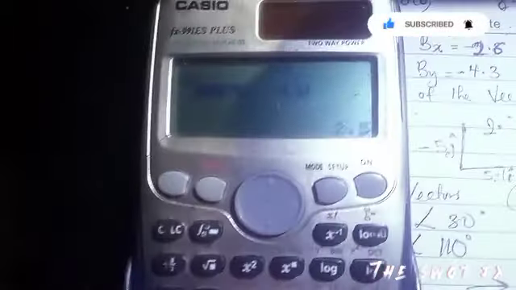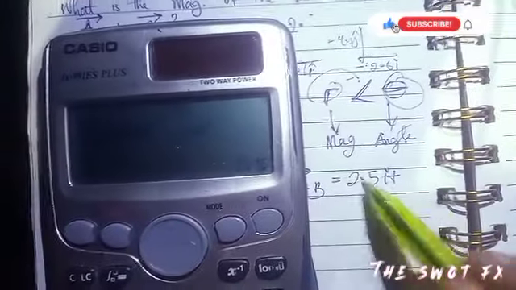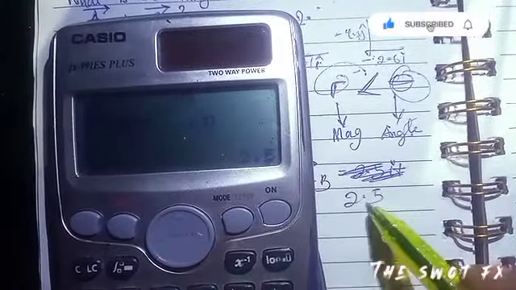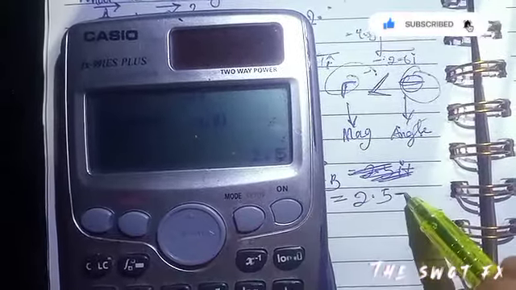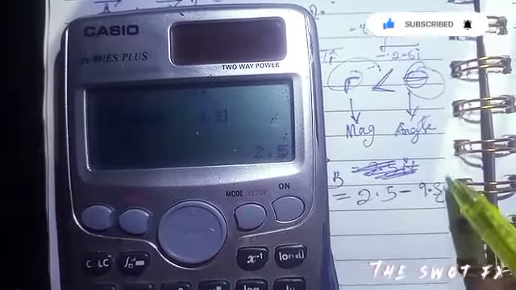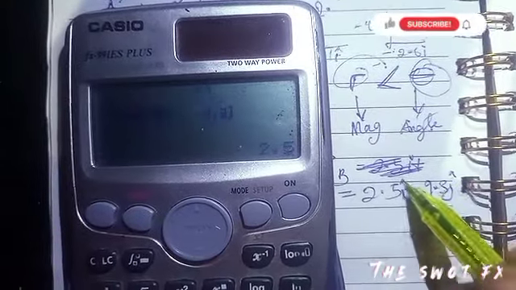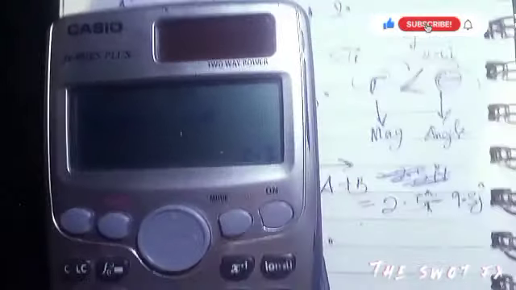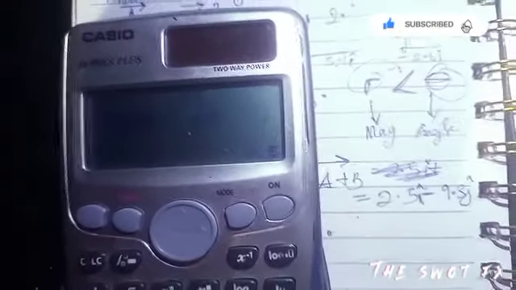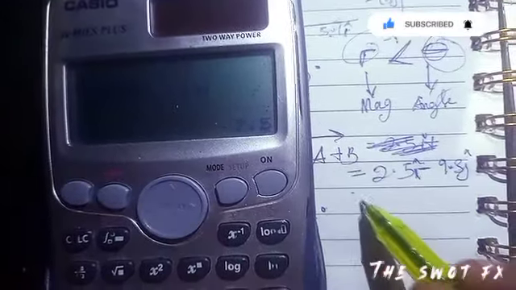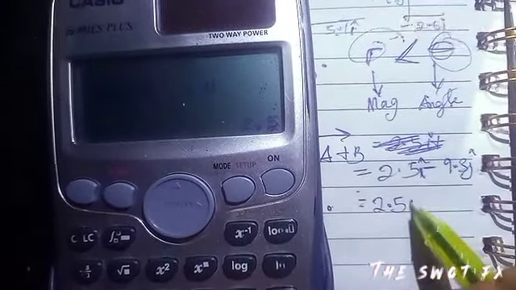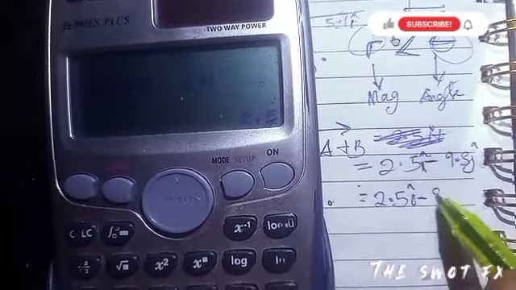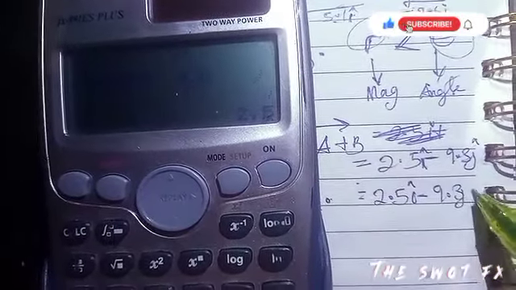is 2.5i minus 9.3j. You can see that. So now, using the principle of complex number, here you have it as 2.5i minus 9.3j, where this is the I in your complex form.